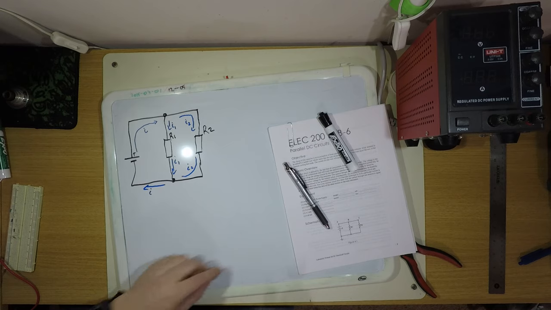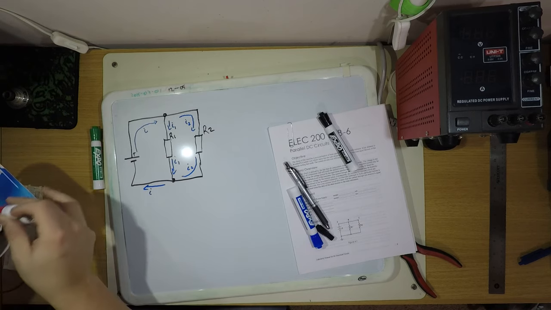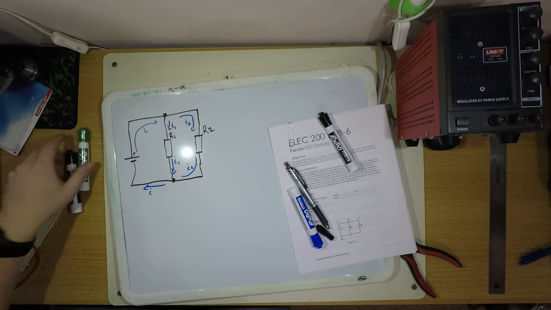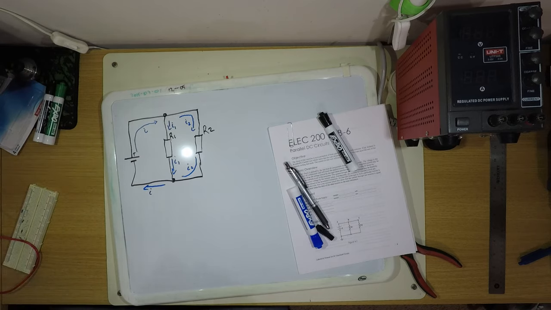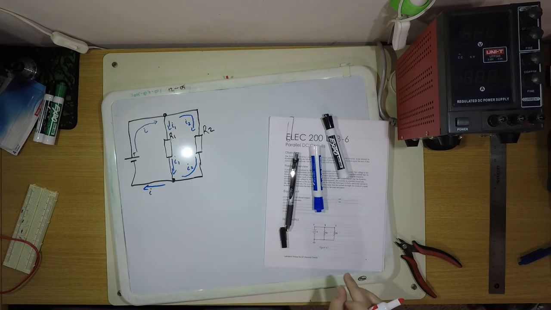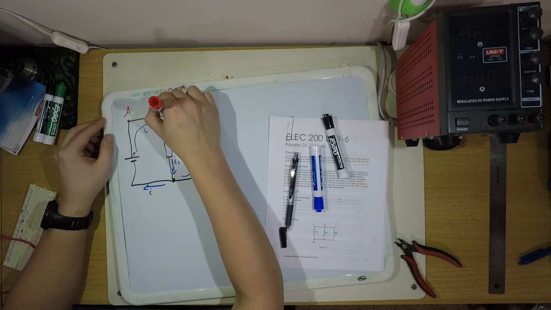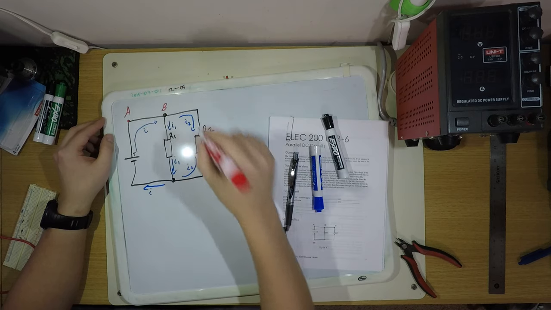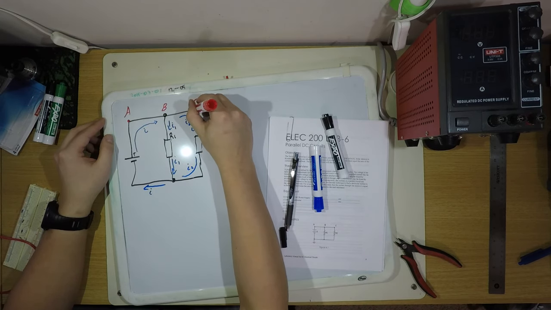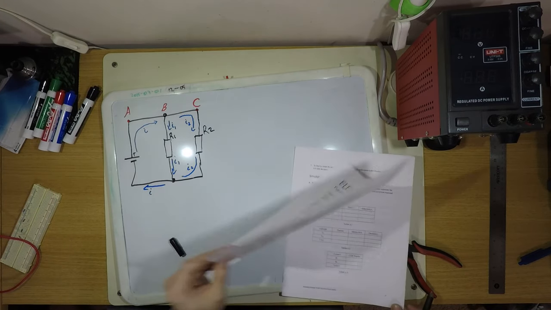And then we also have some measurement points. I'm going to use red for that. Okay, so A, B, and C. Measurement A, B, and C. And you probably remember Ohm's Law Triangle, or as I drew it, Ohm's Law Circle.